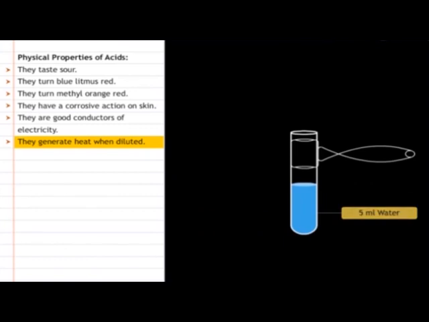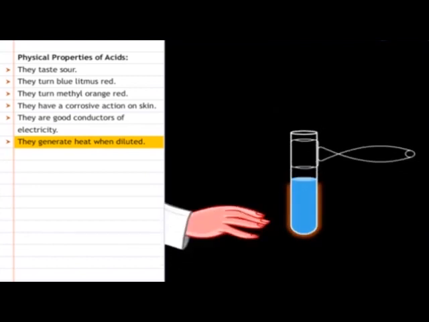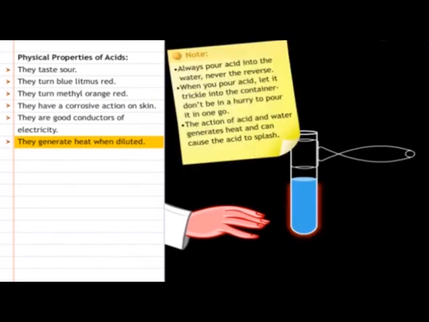Take 5 ml of water in a test tube and carefully add sulfuric acid to it. Now shake the test tube and touch its base. The base will feel hot, indicating that the reaction between acid and water is exothermic.